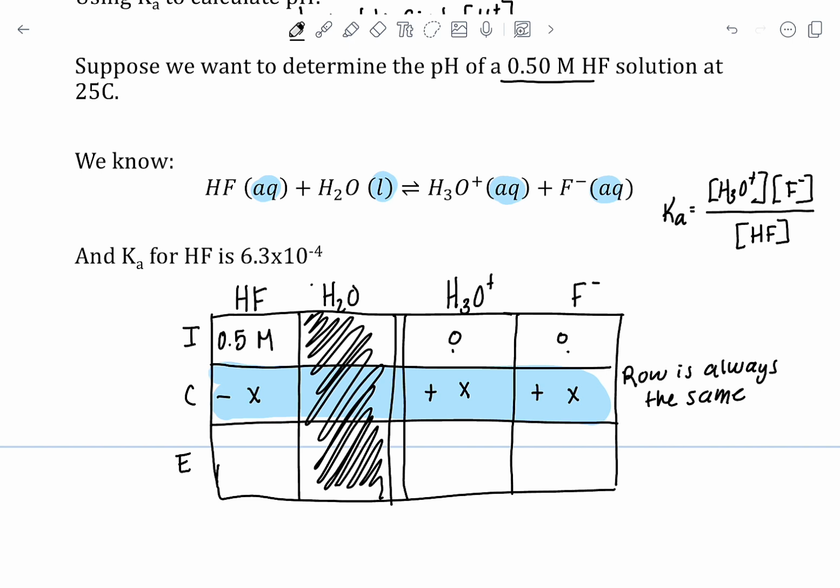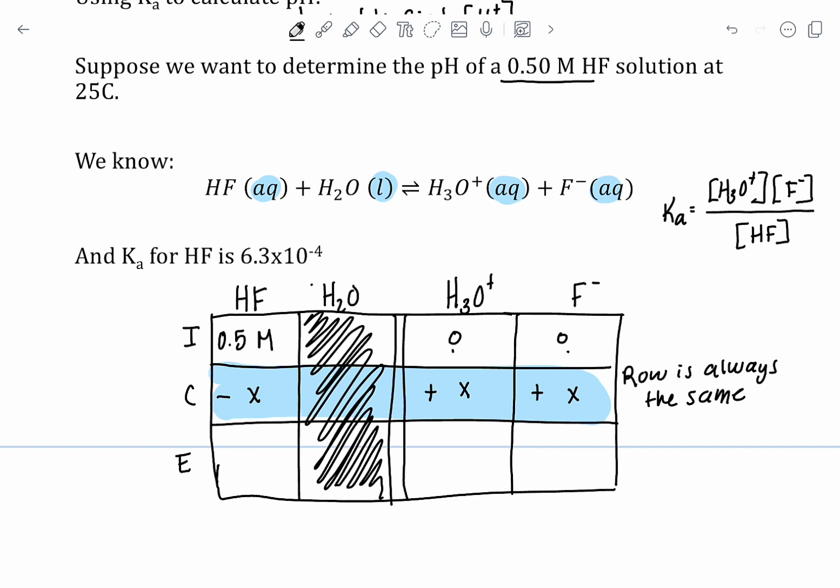Since that hydrogen that's ionizing comes off one at a time, we're always going to be in a 1-to-1 ratio with our weak acids. So this is always going to be set up the same way. This row is always the same. The acid that we start with is always going to decrease by a factor of X, and our ions are always going to increase by a factor of X.